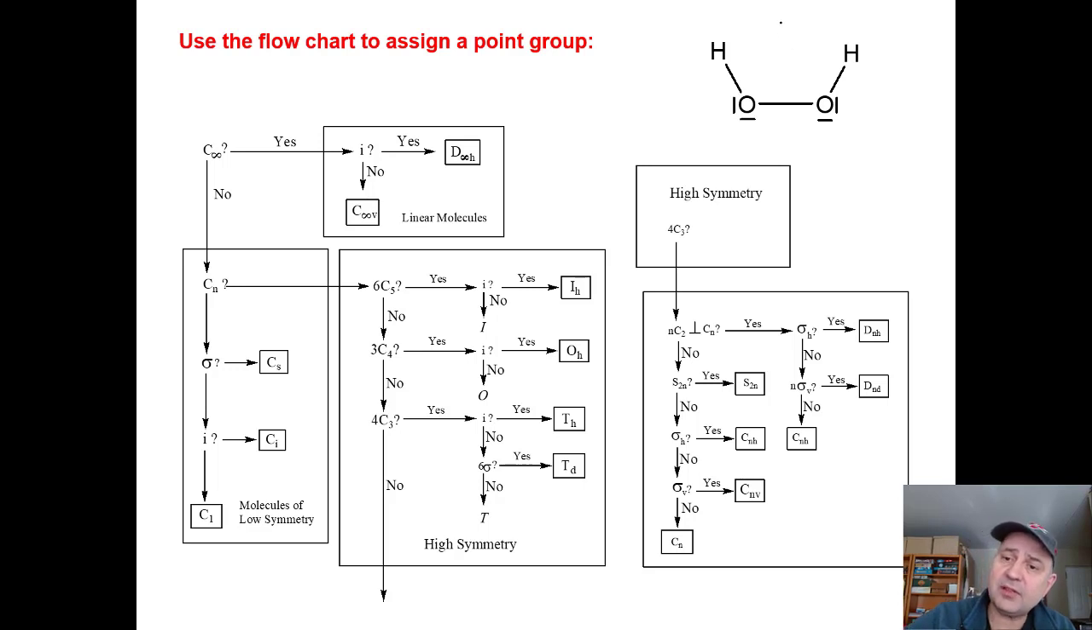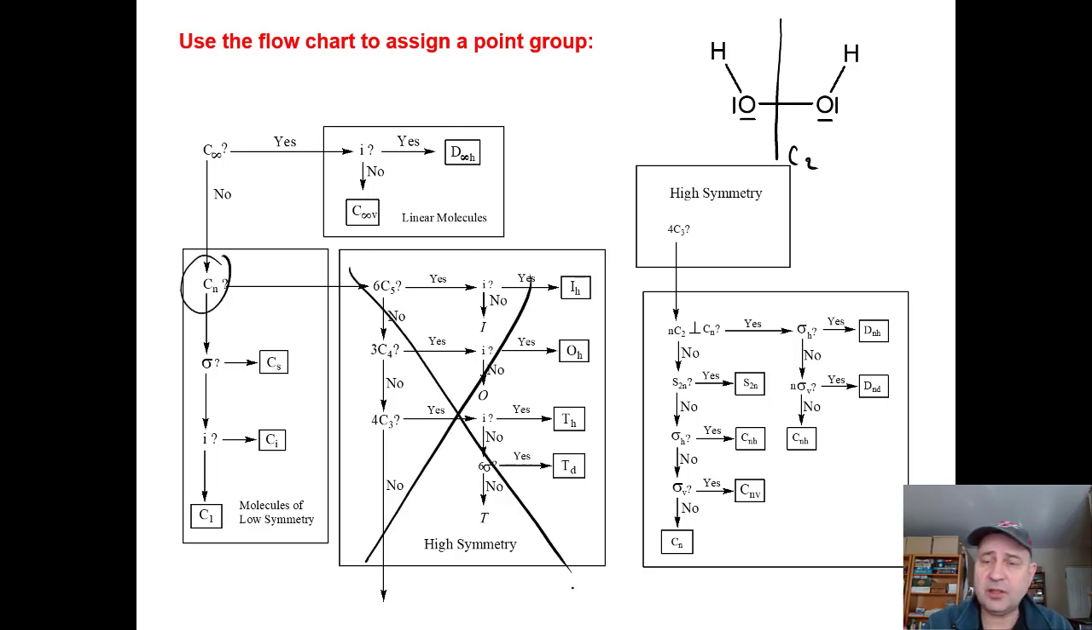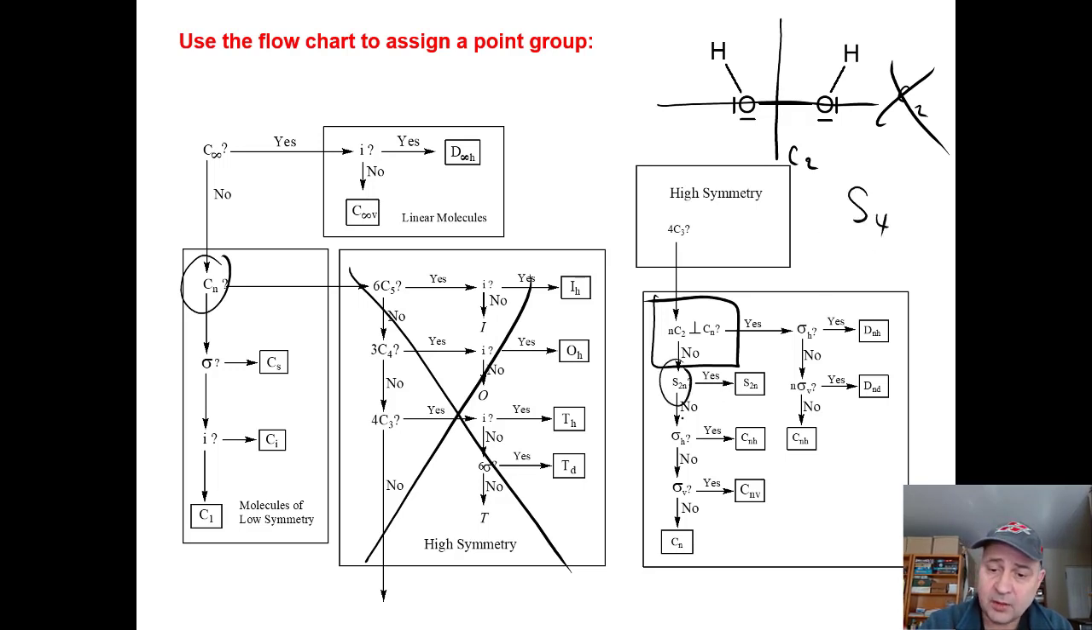So now we still have a C2. It's this way. We skip through the higher symmetry box. We come to the perpendicular ones. Again, that's easy to rule out. No perpendicular ones. We probably don't have an S4. And so a horizontal mirror plane now would be here. And the answer is no.